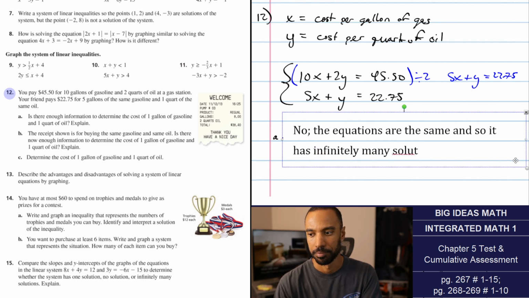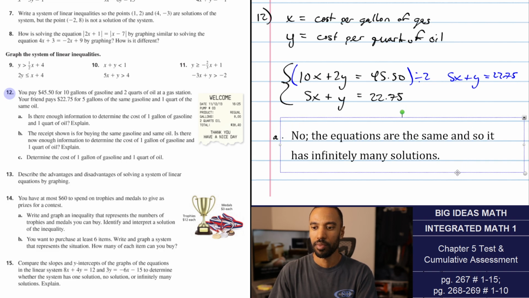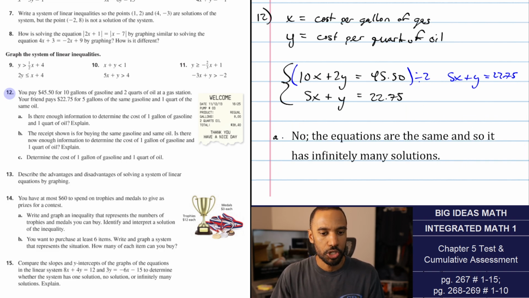It's the same line. All right, part B. The receipt shown, oh, we got a receipt here. The receipt shown is for buying the same gasoline and same oil. Is there now enough information to determine the cost of 1 gallon of gasoline, 1 quart of oil? Explain.